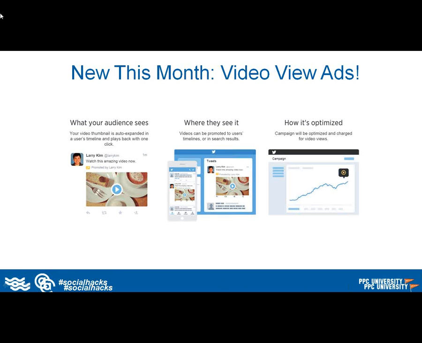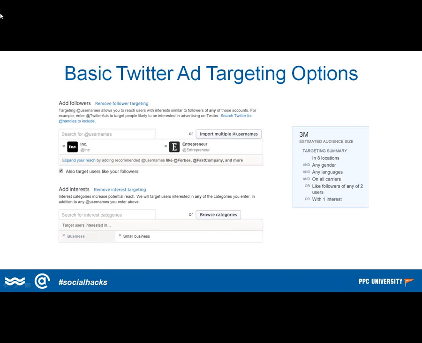And new this month, released just a few weeks ago, I think last week, the video ads came out of beta. They've been around in beta for a few months, and now you can upload videos to YouTube and show those in your tweets, and that's really awesome. The targeting options are pretty simple. The basic targeting options involve specifying locations and followers and interests.